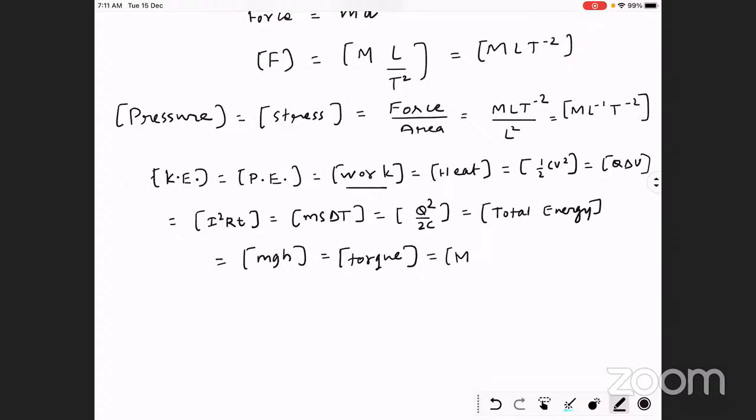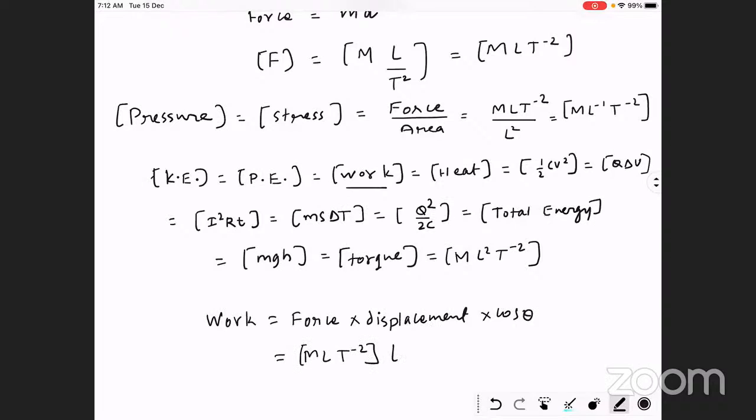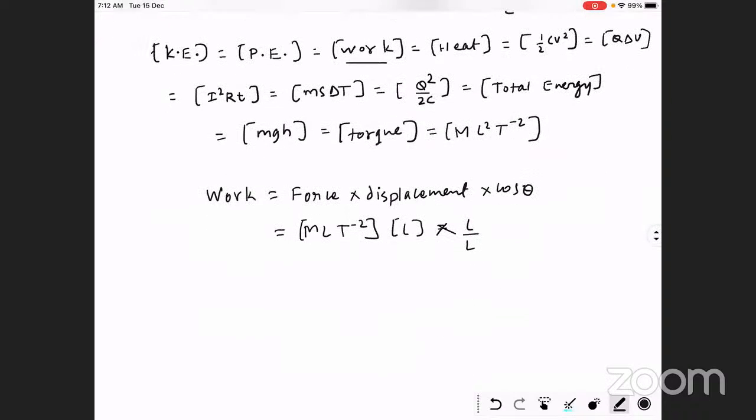M, speak, come on. M L square T to the power minus 2. Correct. So from where we got this, see, read this. Work is equal to force into displacement into cos theta. So force has dimensional formula M L T minus 2. We derived this already. Displacement has dimensional formula L, and cos theta is base upon hypotenuse. So both have dimensional formula L, because base is also a kind of length and hypotenuse is also a kind of length. So cos theta is actually dimensionless. So you got dimensional formula of work as this.